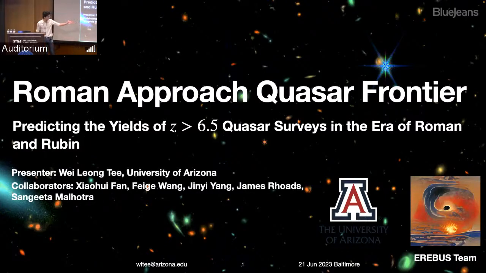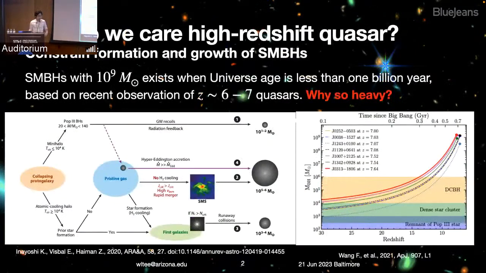And also I'm a team member of the Euclid team, which focuses on the study of the earliest supermassive black holes in the universe. So first, why do we care about these high-redshift quasars?